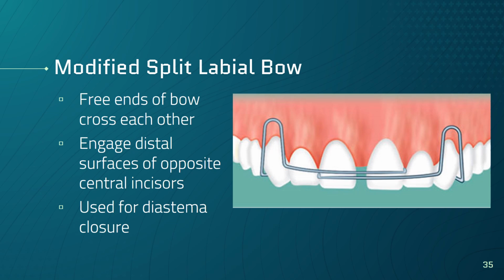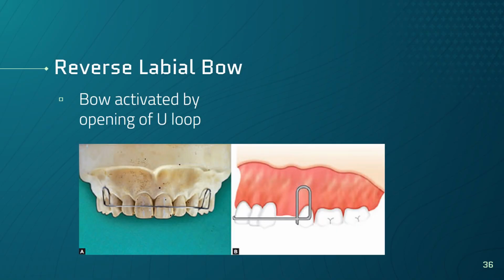Now the modified split labial bow, in this modification, the free ends of the bow cross each other and they engage the distal surfaces of the opposite central incisors, and this bow is suitable for diastema closure. Now the reverse labial bow is activated by the opening of a U-loop.